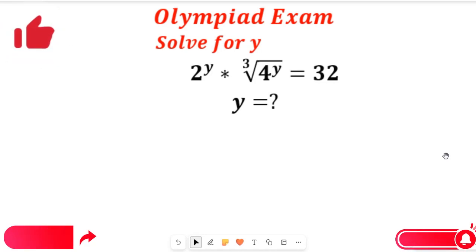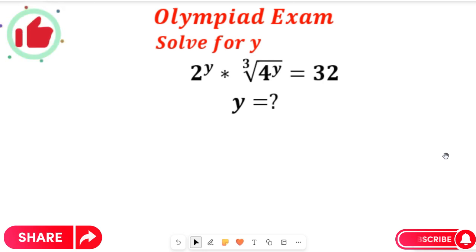Hello viewers, here is another Olympiad exam question. We are asked to solve for y in 2 to the power of y multiplied by the cube root of 4 to the power of y equal to 32. So y is equal to what?